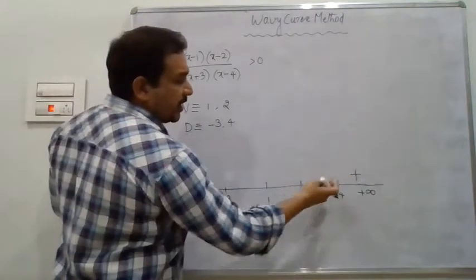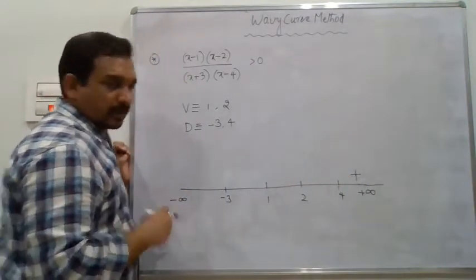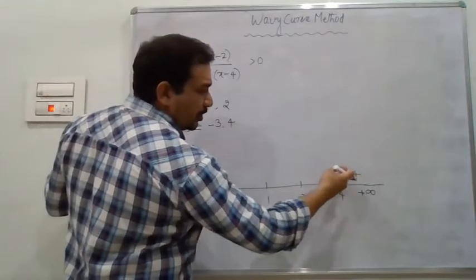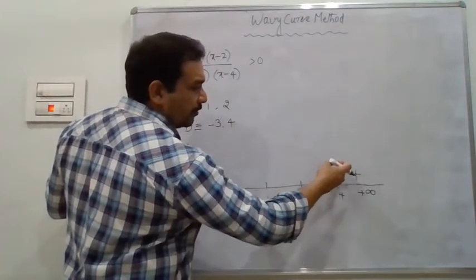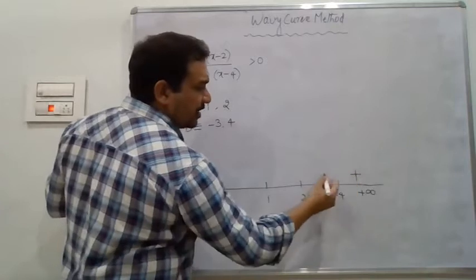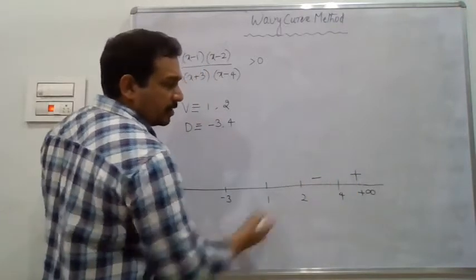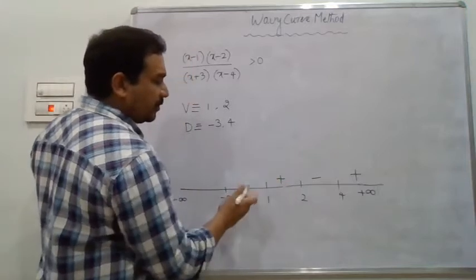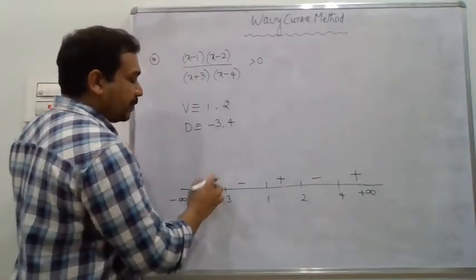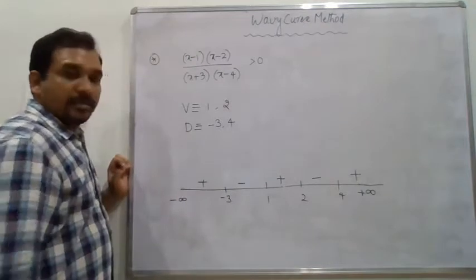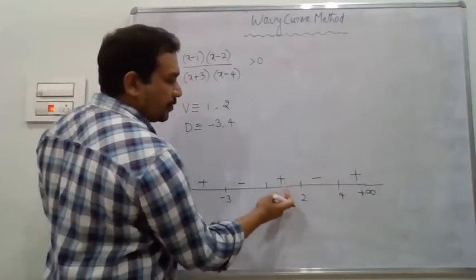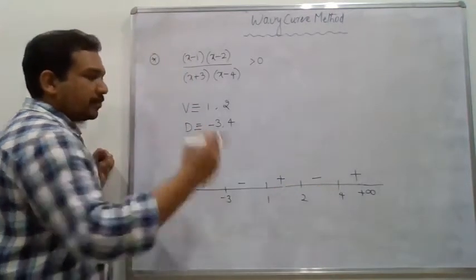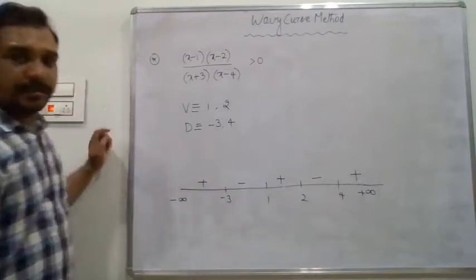Now change the signs alternately from this portion to this portion. When you are coming from this portion to this portion, plus becomes minus. Now in this, minus becomes plus. Now in this, plus becomes minus. Next, minus becomes plus. Positive portion, negative portion, positive portion, negative portion, positive portion. So alternate sign changes are there.